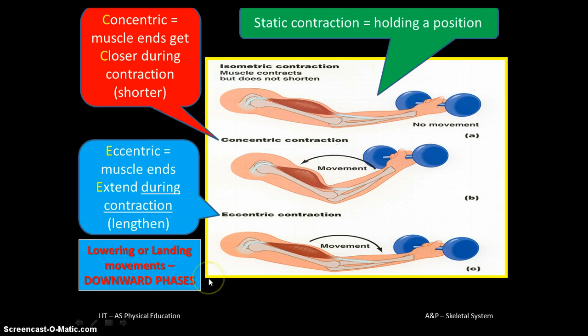But also, like I said, a general rule of thumb, when anything is lowering or you're landing to control movements, downward phases, it's very likely to be eccentric contraction. Any upward phase tends to be concentric contraction.